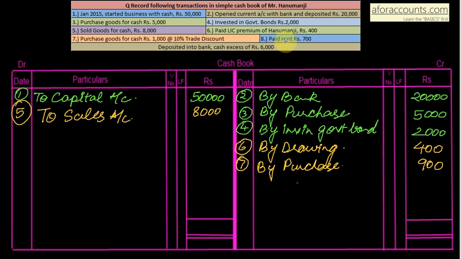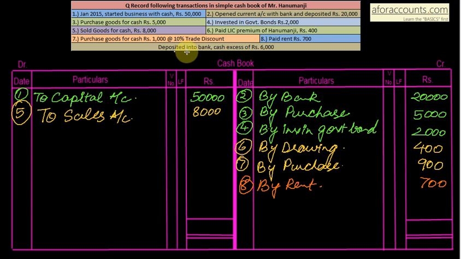Point number 8. Paid rent. Again payment. So paid rent rupees 700. Entry will be rent account debit to cash. So by rent. Money is going out, credit mein likhun 700. Point number 8.